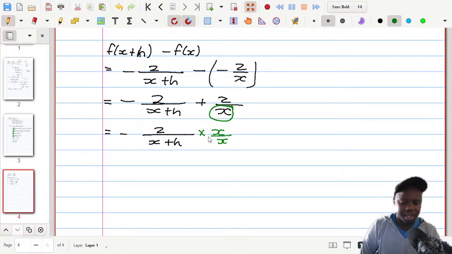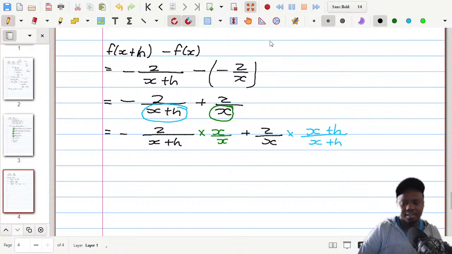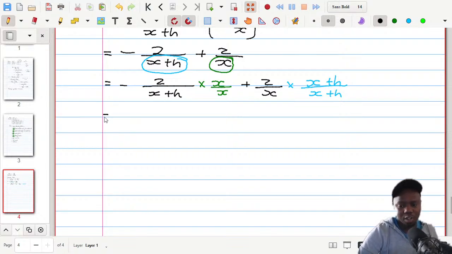Your question might be, Mr. Brown, why are you multiplying by 1? Is that not the same as not doing anything? Well, yes. Multiplying by 1, you're not doing anything technically speaking. But I will show you why we are doing it this way in just a second. We put plus 2 over x. Then what we do is we look at the denominator of the first fraction. I'm going to multiply my second fraction by the denominator of the first fraction divided by the denominator of the first fraction. Brilliant. Now from here, what do we do?